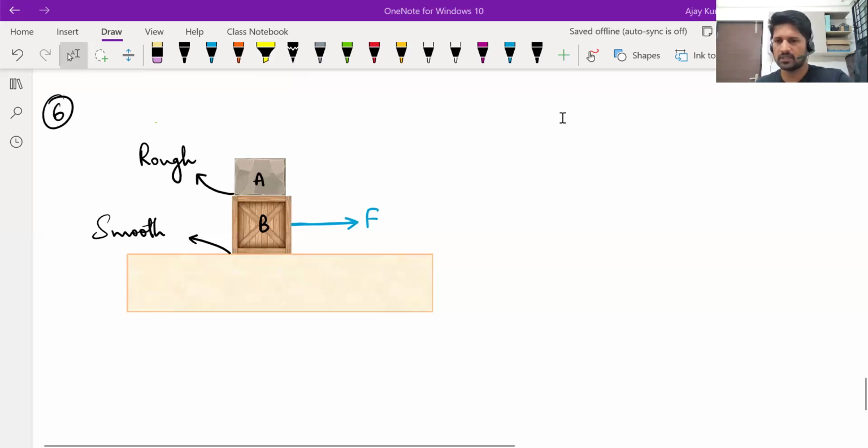Okay. So they are not moving together when you pull the lower object with a large amount of force. Yes, sir. The same thing happens when I do it.